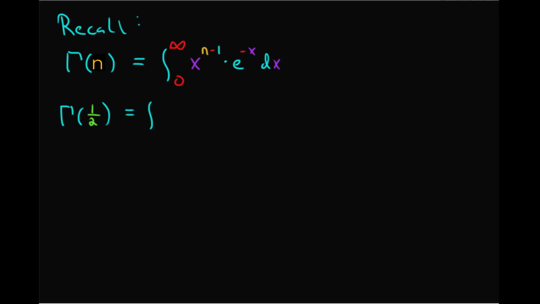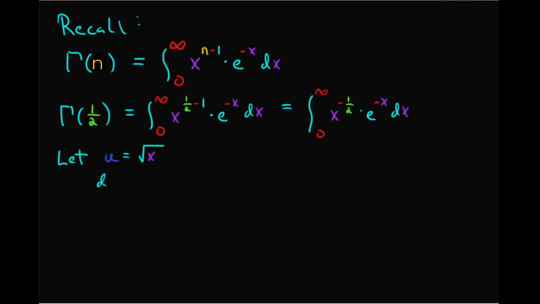We then have that gamma of 1/2 would equal the integral from 0 to infinity of x to the 1/2 minus 1 times e to the negative x dx. We'll then make the following u substitution. We'll let u equal radical x. So then du dx equals 1 over 2 times radical x. And therefore dx equals 2 times radical x du. So I'll move those results to the upper right-hand corner of the screen there. u equals radical x, dx equals 2 times radical x du, which I can rewrite as 2u du.